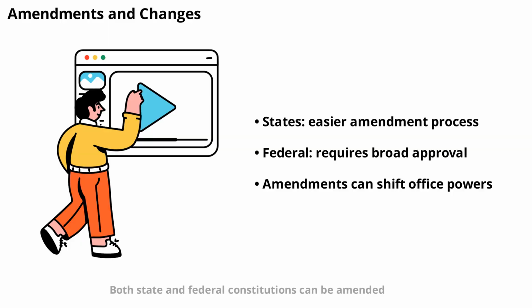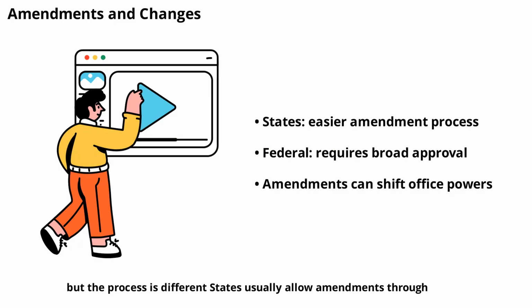Both state and federal constitutions can be amended, but the process is different. States usually allow amendments through voter referendums or legislative approval. The U.S. Constitution requires approval by 2/3 of Congress and 3/4 of the states. Amendments can expand or limit the powers of offices at each level. For example, the 17th Amendment changed how U.S. senators are elected.